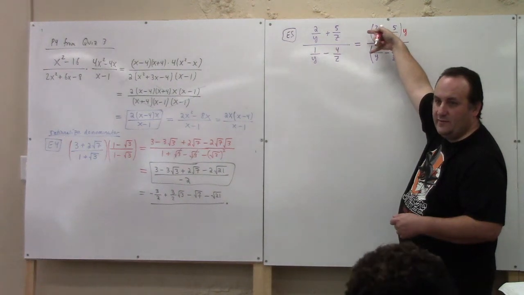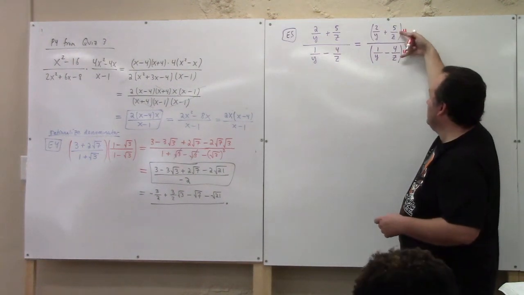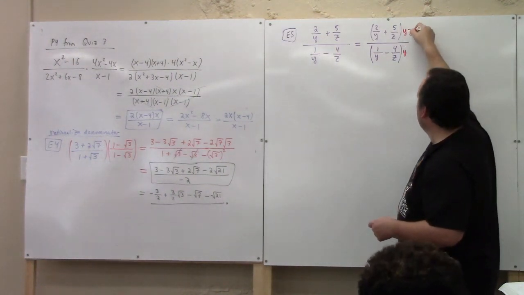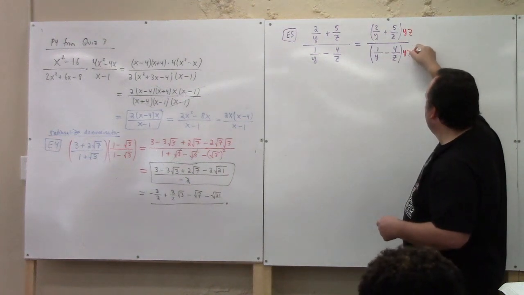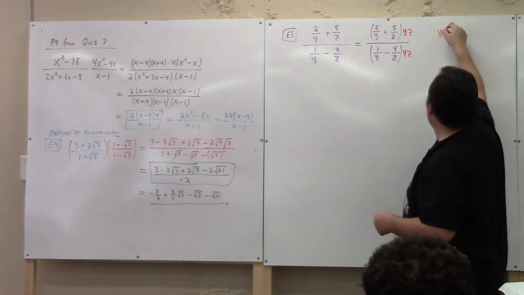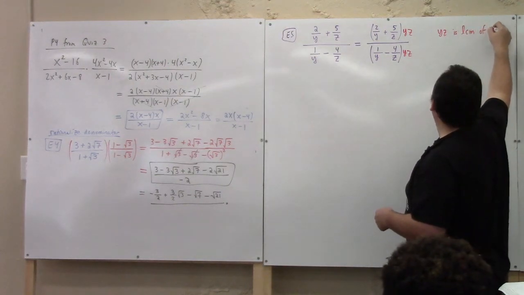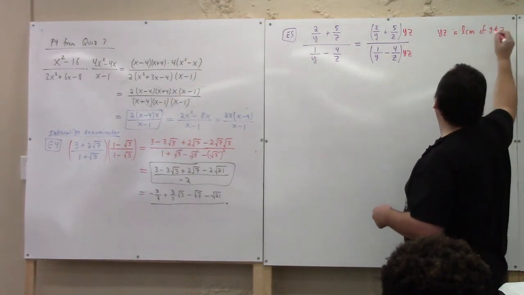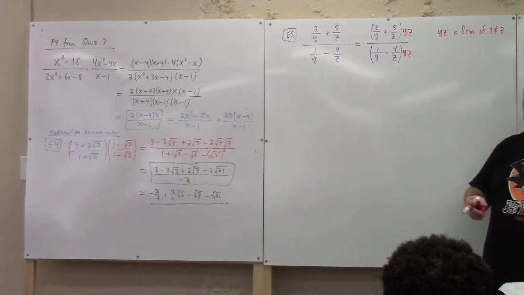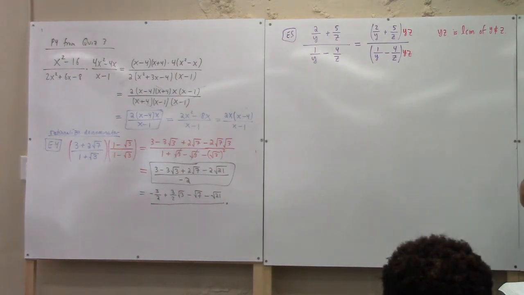But I'm greedy. I want more than that, right? I want to kill the 1 over z as well. So how about also multiplying by z, top and bottom? In other words, yz is the least common multiple of y and z. So we like to find the least common multiple when we're taking a sum or difference of fractions and multiply by that to get rid of all the denominators.